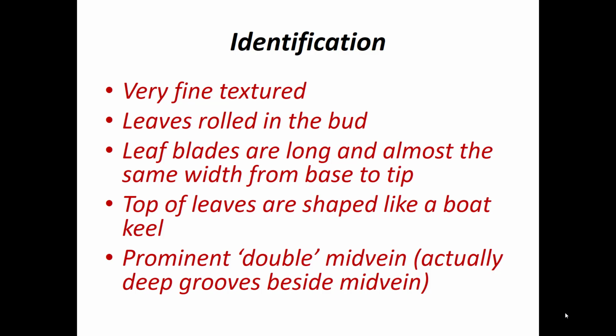While many cool season grasses have a bit of a boat keel at the tip, the bluegrass plant is the most pronounced. If it really comes down to identifying bluegrass, one of the skills you need to have is the ability to take a hand lens and look at the midvein of the grass. Bluegrass is going to appear to have a double midvein, and actually it's just a deep groove on either side of the midvein such that it looks like it has 2 midveins.